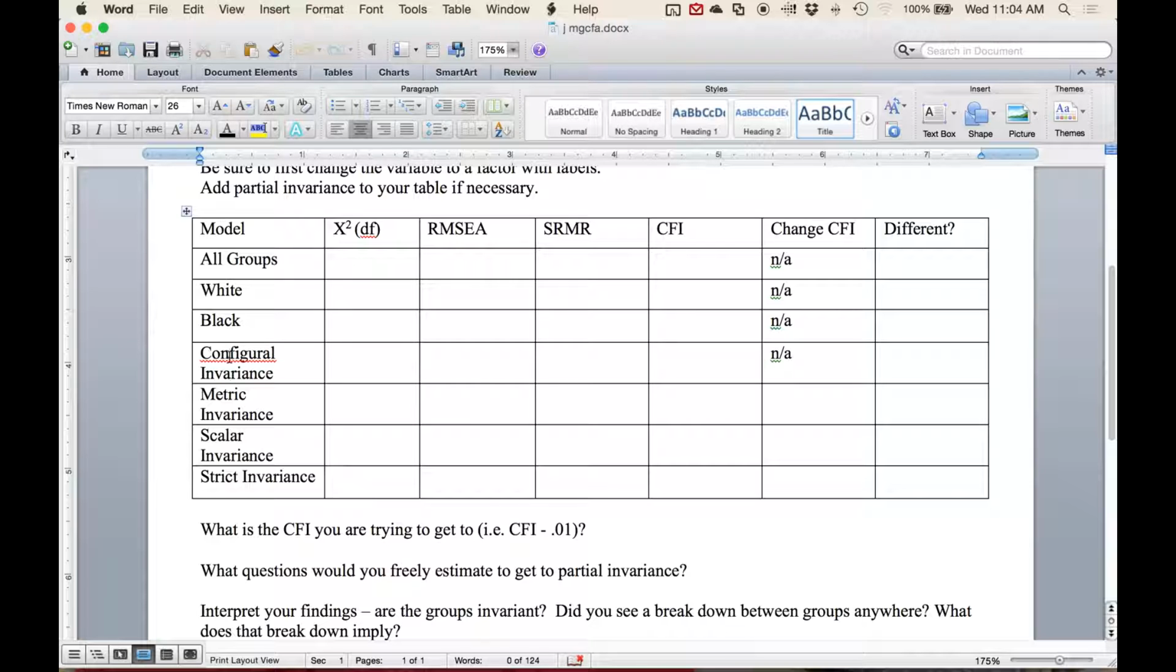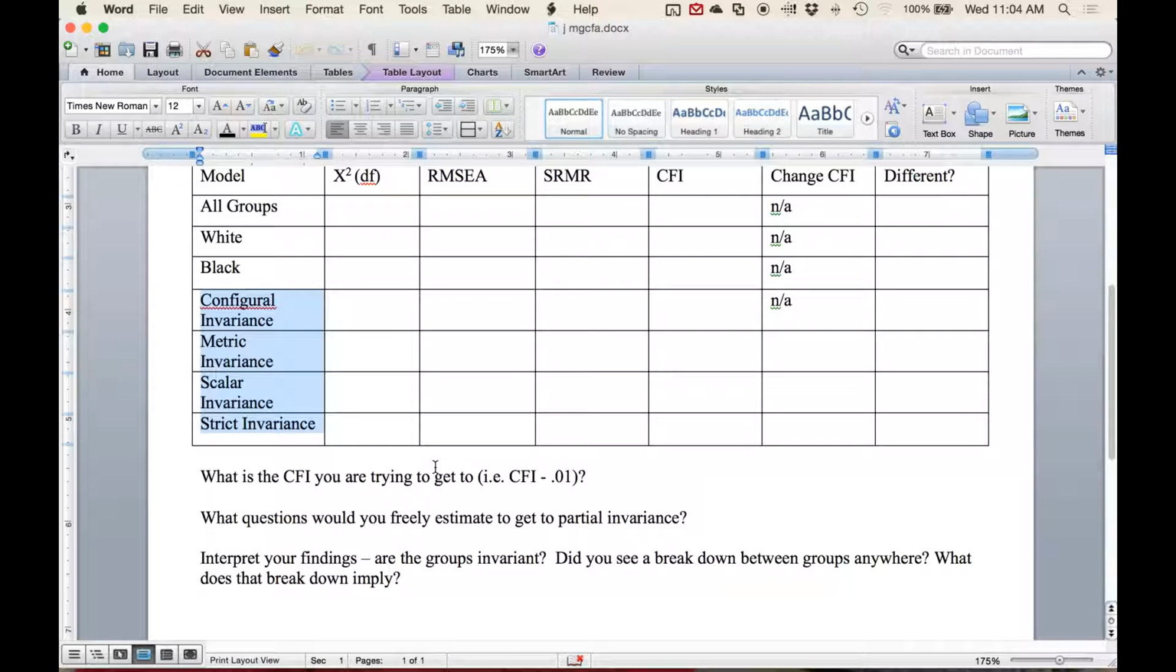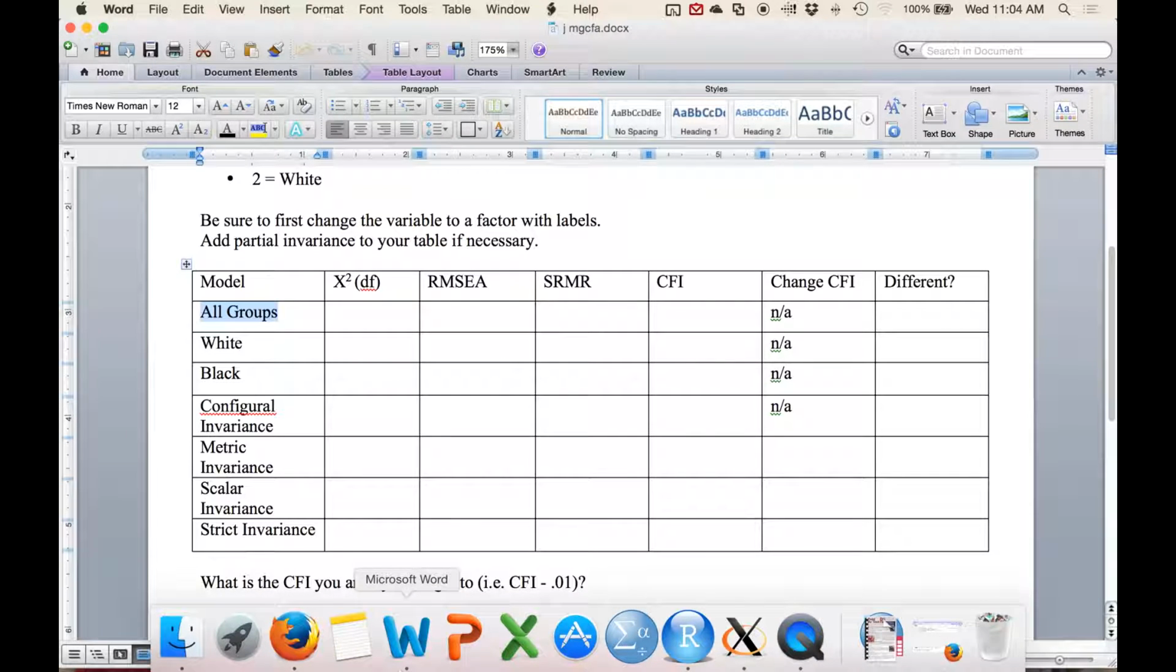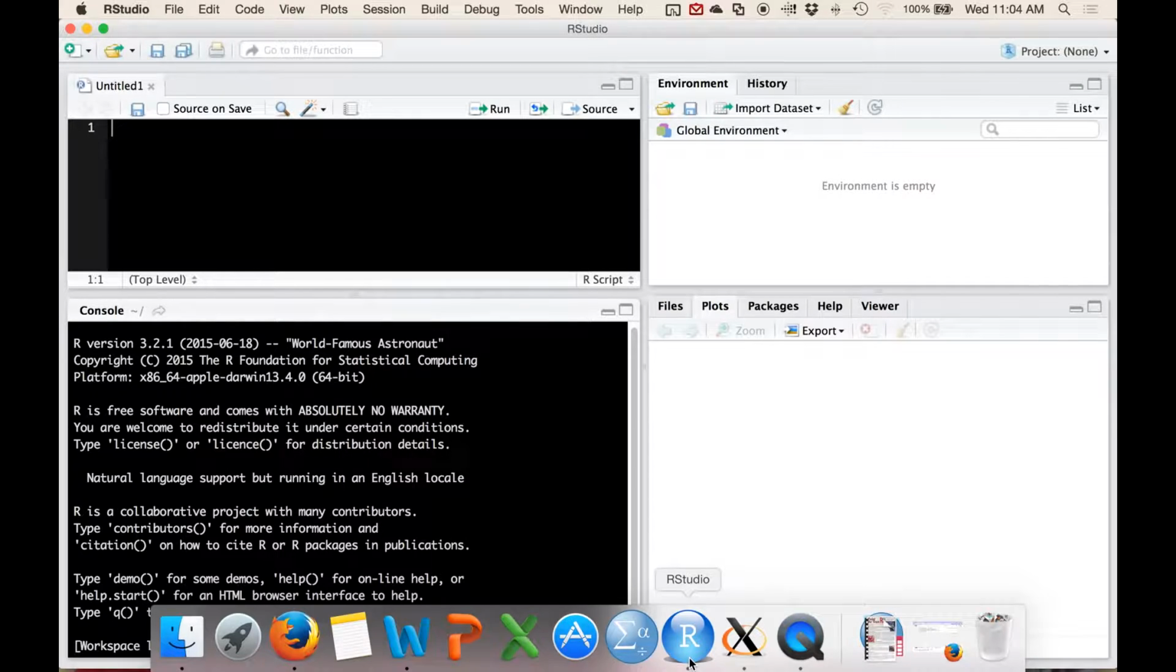And then we're going to walk through the 4 steps of invariance testing that are probably the most common. There are also some other steps that you can do that I'll talk about in a minute, but we'll walk through all 4 of those. And I'll talk about what they are as we go. And then just a couple little questions of like, how do I know what's going on? So let's start by programming an all groups model and just go over basic CFA procedures again.